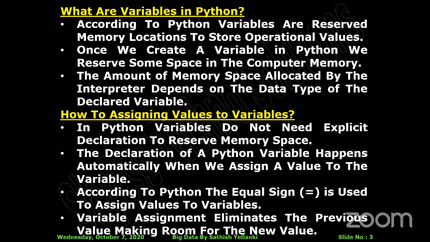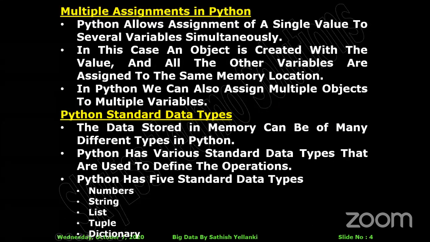So keep your concentration on the rule: when a variable is assigned a value, it automatically eliminates the previous value of that variable. Therefore, can we do multiple assignments in Python? Yes, we call that cascading style. Python also allows, like other languages, multiple assignments. So Python can make multiple variables associate with a single value.